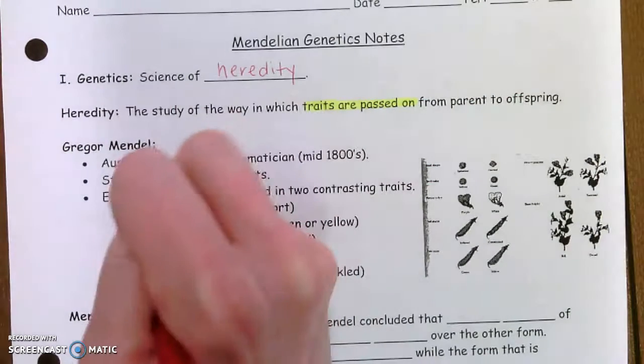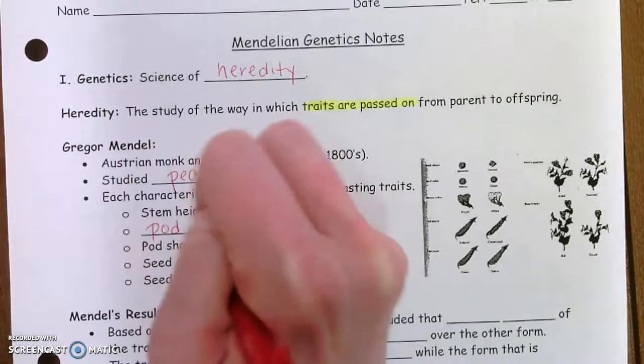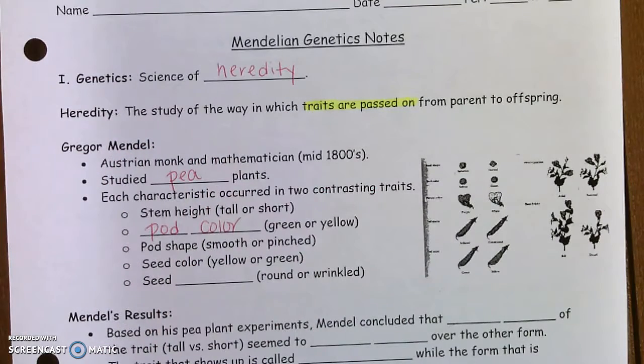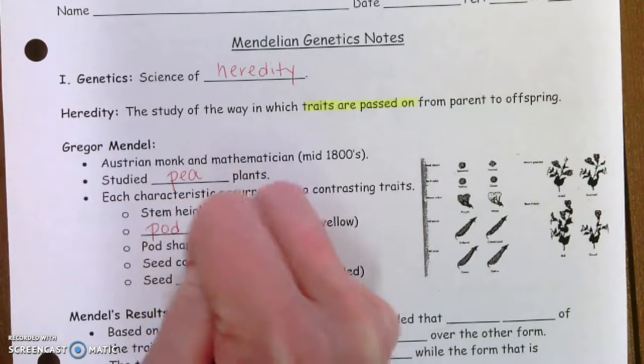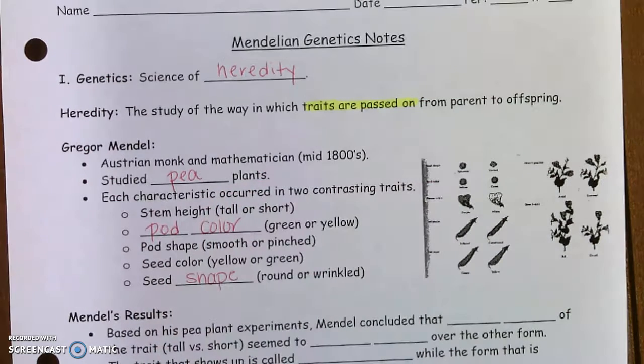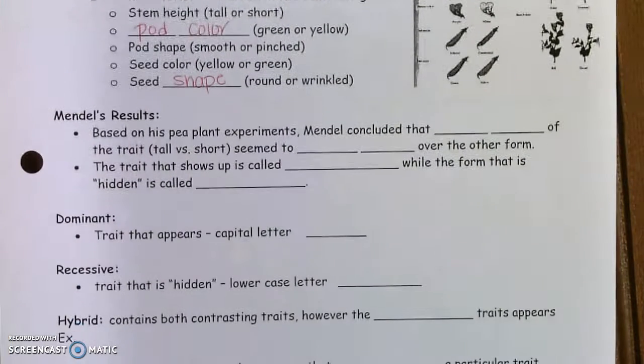For pod color, for the pea, the pod color was either green or yellow. There was no in-between. The pod shape was either smooth or pinched, seed color was yellow or green, and seed shape was either round or wrinkled. So he saw that things were only occurring in two distinct options. That leads us to his results.